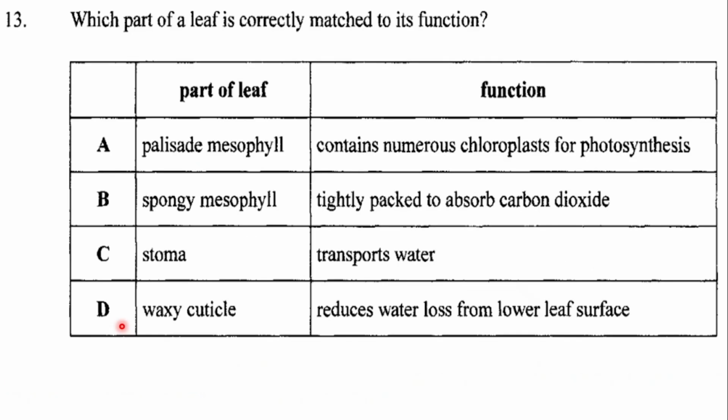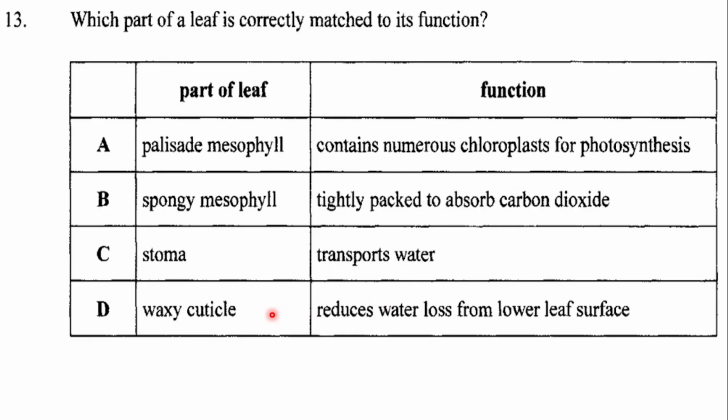Let's move on to question number 13. And it says, which part of a leaf is correctly matched to its function? So is it A, palisade mesophyll, contains numerous chloroplasts for photosynthesis? B, spongy mesophyll, tightly packed to absorb carbon dioxide? Is it C, stoma, transports water? Or is it D, waxy cuticle, reduces water loss from lower surface?